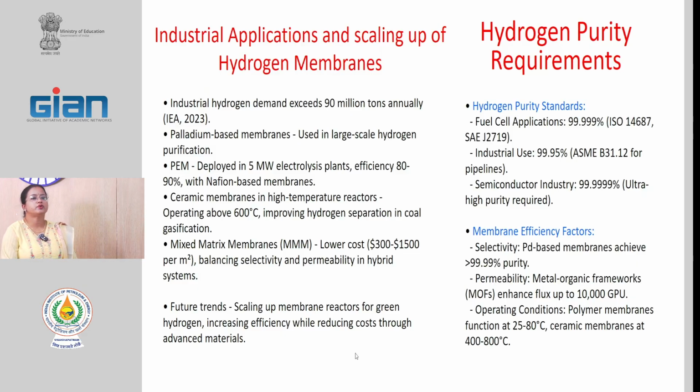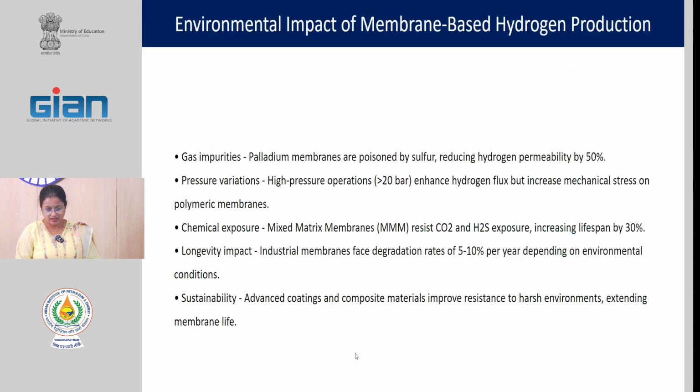The standards that we have for these types of membranes are ISO 14687 for purity standard for industrial use, ASME B31.12 for pipelines, and for semiconductor industries, very ultra pure hydrogen is required. But for membrane efficiency, it needs a higher selectivity, so for that palladium is there. As for operating conditions, polymeric membranes for this industrial application operate at 25 to 80 degrees centigrade.